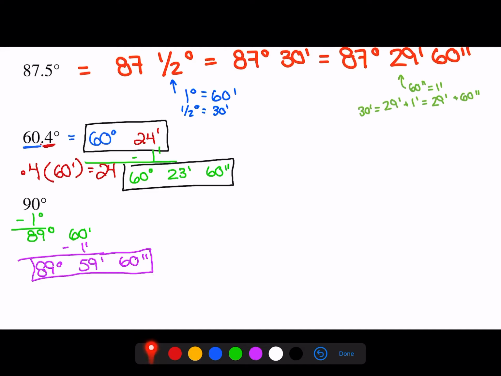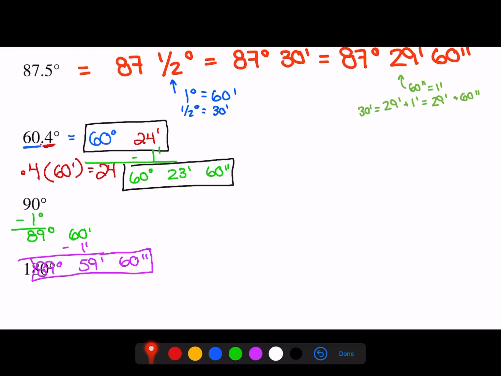So again, same type of thing. If they don't give me a decimal, I just subtract. If they give me a decimal, I multiply. Again, if I had a decimal over here with the 24, if it was like 24.5, I'd multiply my decimal again by 60. So we're multiplying the decimals by 60. That's the important part. Our last one that we have is 180 degrees.